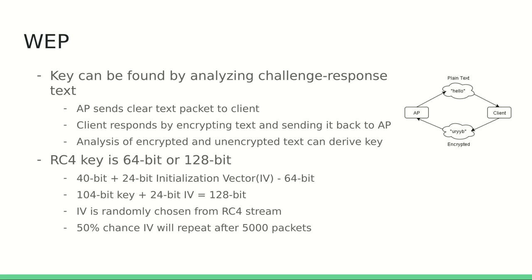The encryption uses an RC4 stream cipher that's either 64-bit or 128-bit. Both use a 24-bit initialization vector, which is chosen at random from the RC4 stream. With a 24-bit IV, there is a 50% chance that it will repeat after 5,000 packets. This means if you sniff a network with enough traffic, you can find multiple packets with the same IV and attempt to crack it.